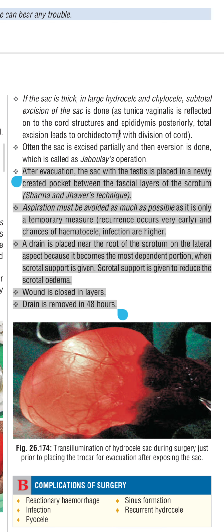After evacuation, the sac with the testis is placed in a newly created pocket between the fascial layers of the scrotum, Sharma and Joyce technique. Aspiration must be avoided as much as possible as it is only a temporary measure, recurrence occurs very early, and chances of hematocele and infection are higher.